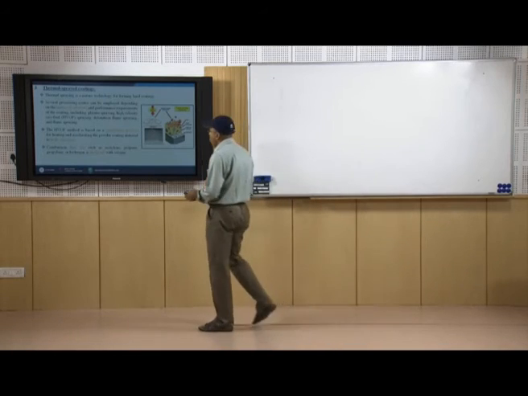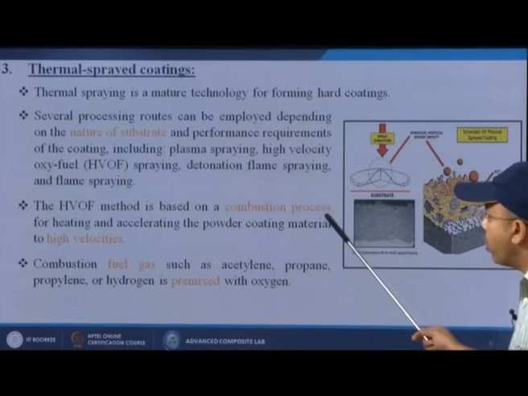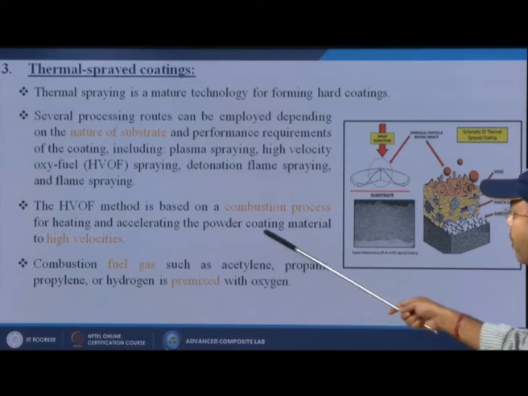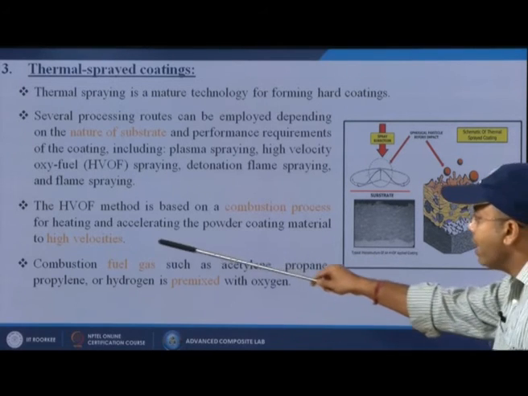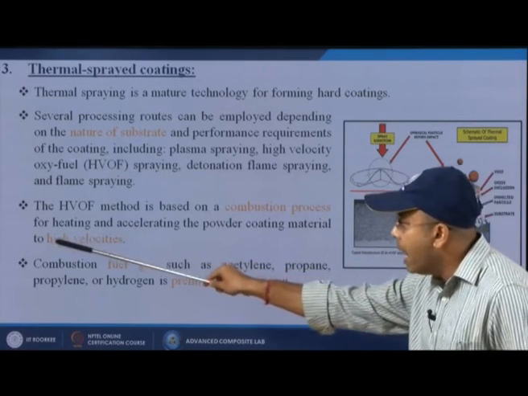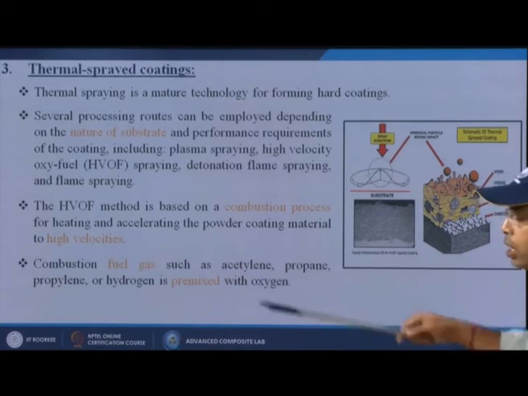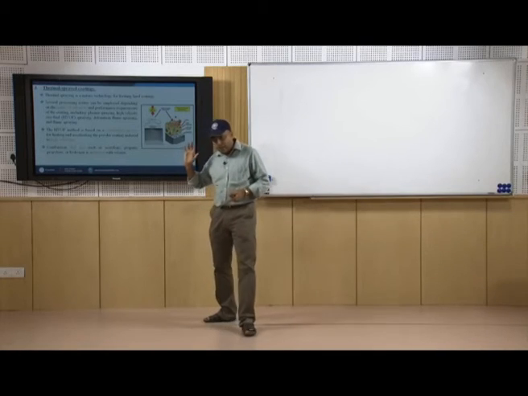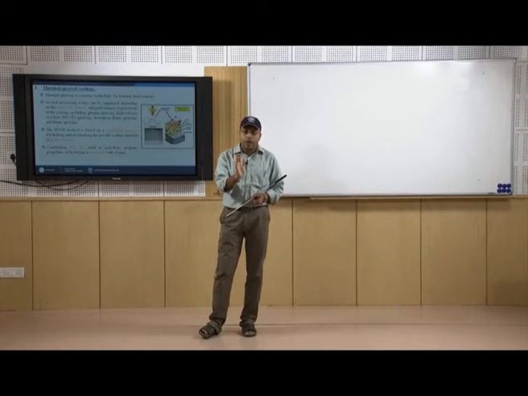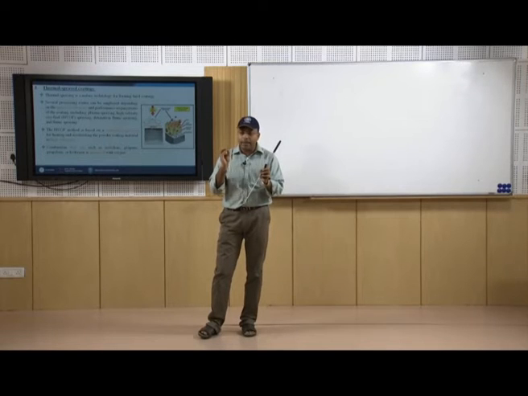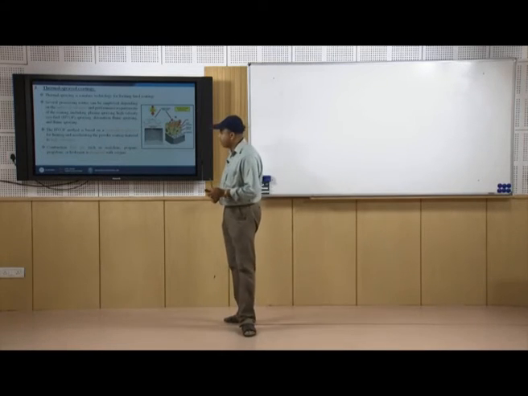The HVOF method is based on a combustion process for heating and accelerating the powder coating material to high velocities. So we are giving high velocity to these nanoparticles, so that their kinetic energy gives a thrust onto the surface of the substrate, and due to this high kinetic energy the nanoparticle can stick onto the surface itself.